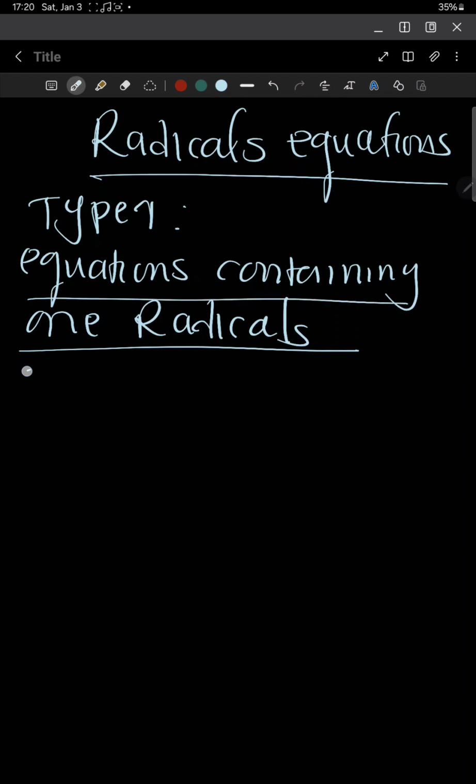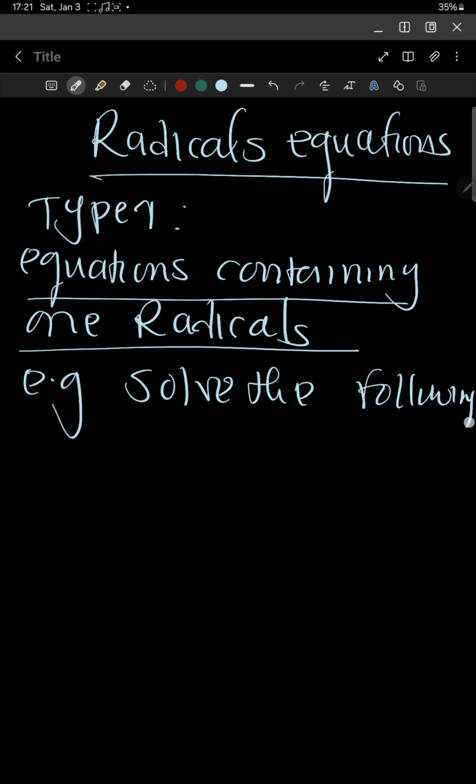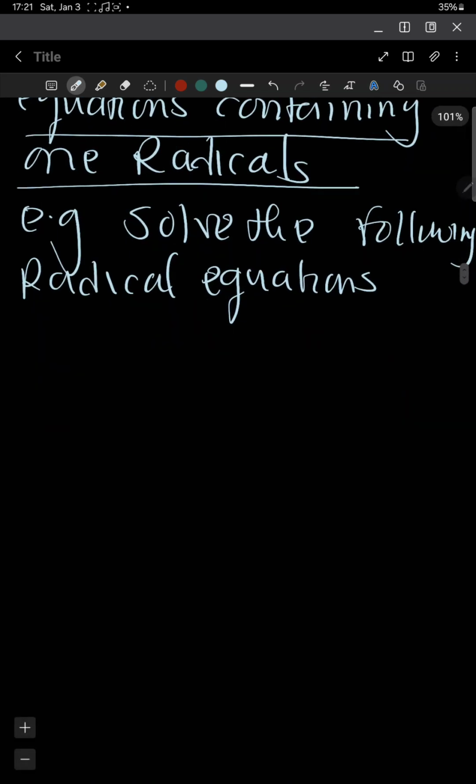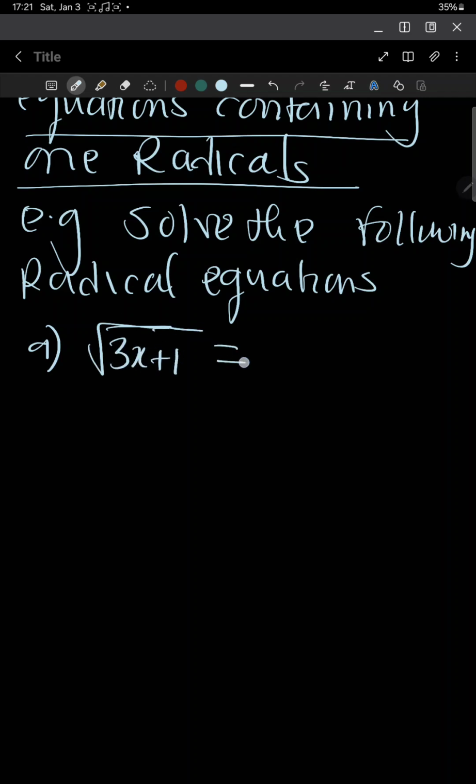A good example, e.g., solve the following radical equation. Take note that the equation needs to contain only one radical. For example, part a: the square root of 3x plus 1 equals 7. For us to solve this equation, we need to find a way to eliminate this square root.